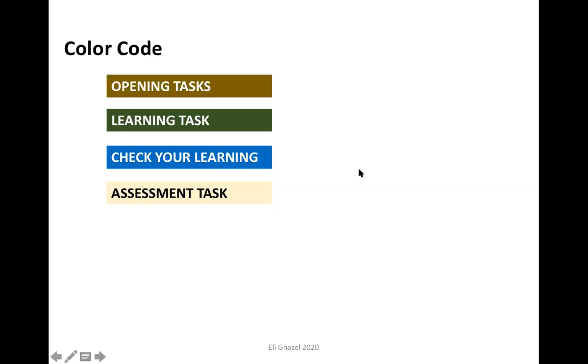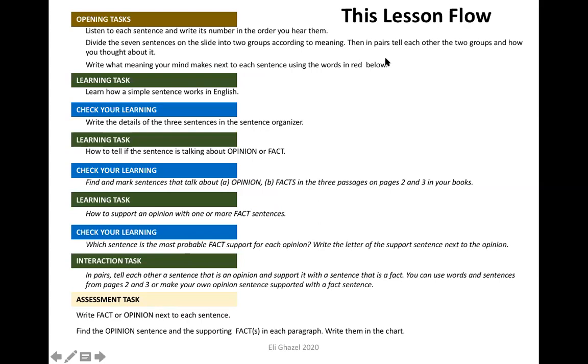Now, if you're asked to submit a paper or a lesson plan, this is the lesson flow. As you notice, the brown is the opening task, and there are 1, 2, 3. These 3 tasks should take between 5 and 7 minutes. Now, the first time you do them, like the first week, it's going to take more time because you need to get used to it, and all your students need to get used to it. But this is the opening, and it has a special purpose, as we'll explain in the next slide.